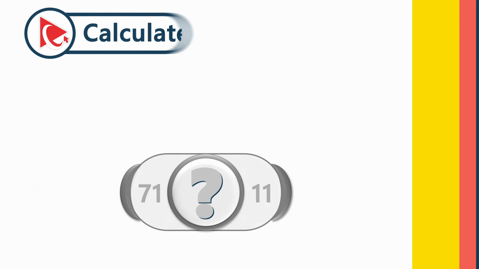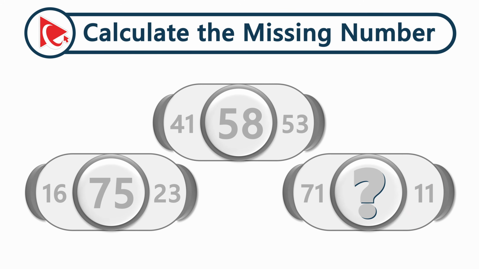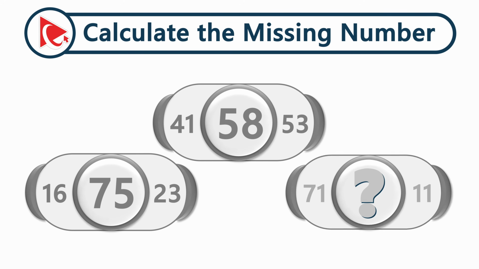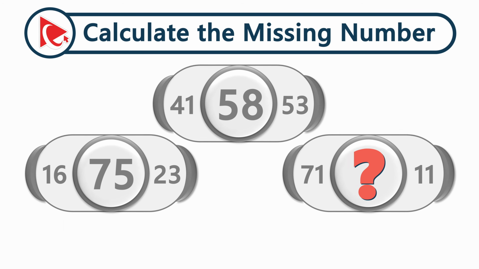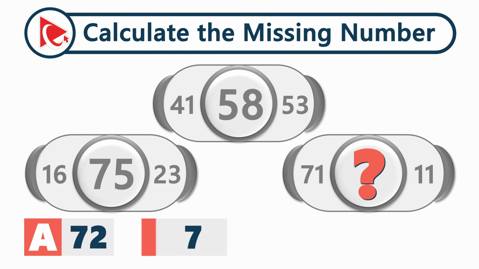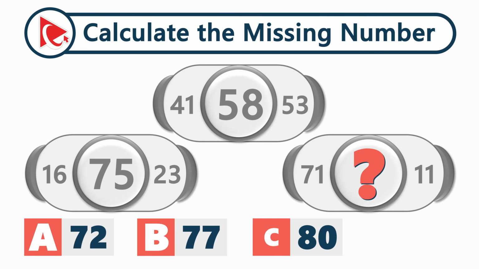You're presented with amazingly cool looking ovals. Each oval has 3 numbers inside. The first oval shape has numbers 16, 75, and 23. The second oval shape has numbers 41, 53, and then number 58 in the middle. And then the third oval has numbers 71, 11, and then comes the missing number in the middle, which you need to calculate and select out of 4 possible choices. Choice A, 72, choice B, 77, choice C, 80, and last but not least, choice D, 82.